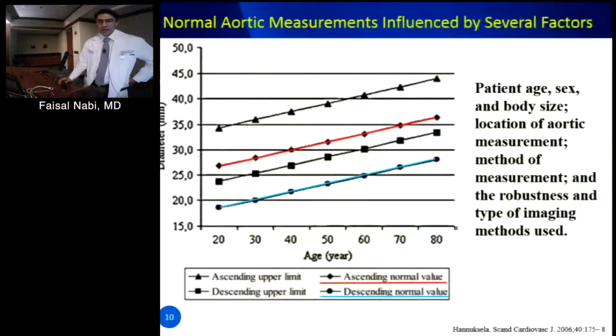So when it comes to aortic measurements, there are a lot of factors that come into play. It varies based on age, sex, body size, where you make these measurements, obviously, and the robustness of the imaging methods you're using. If you look at normal ascending aorta measurements, you can see that as we age, it is a normal phenomenon for the aorta to measure bigger than in a person who's young, and you can see that for normal descending thoracic aorta measurements as well.